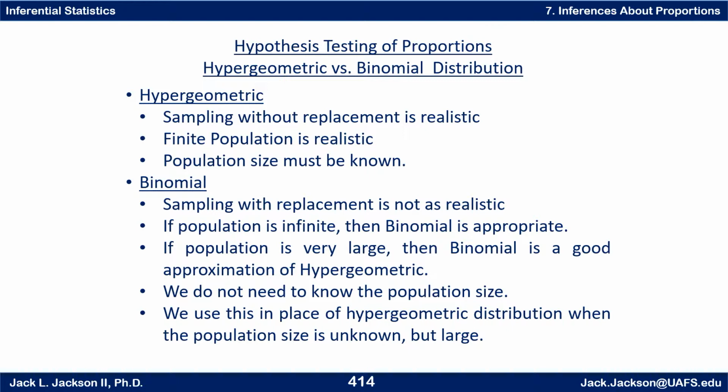So sampling done without replacement is realistic. A finite population is realistic, and that's when we would use a hypergeometric. But it has a disadvantage, and that is that the population size must be known.